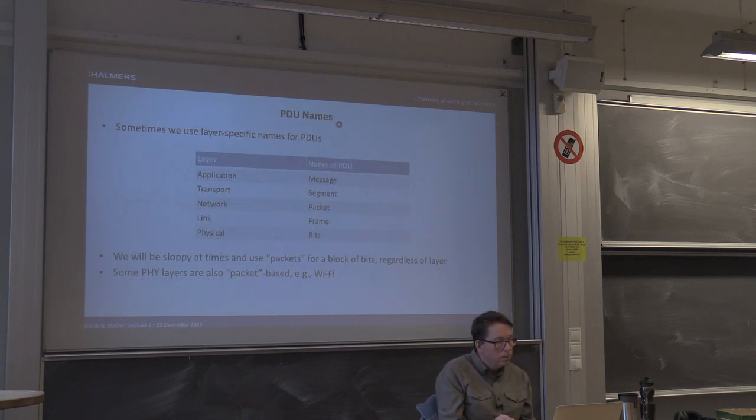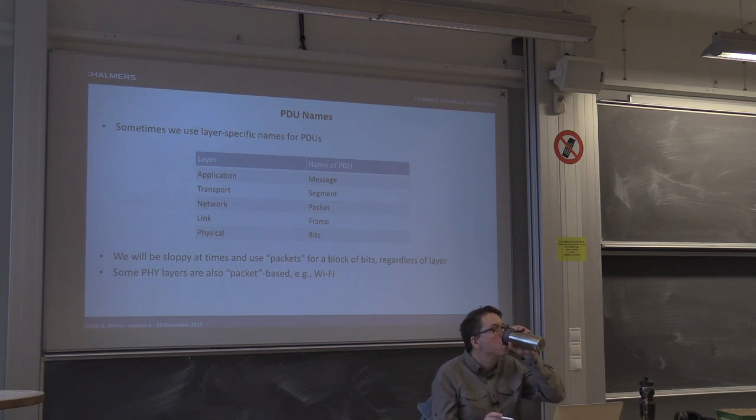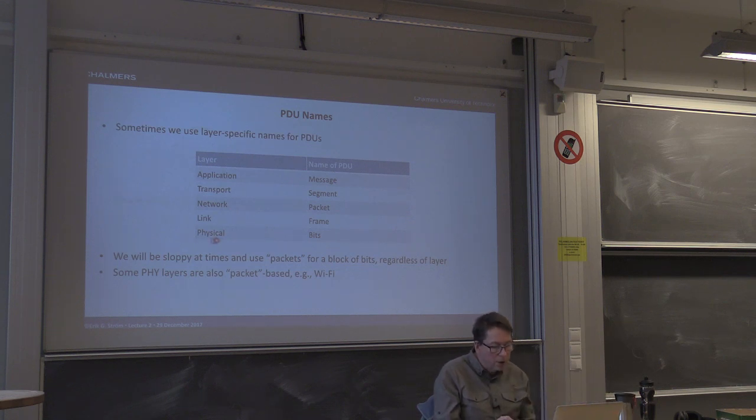More names. PDU stands for Protocol Data Unit. Sometimes we use specific names for PDUs. So different layers: application, transport, network, link, and physical. What is the Protocol Data Unit for these? At the lower, the physical layer, they're transmitting bits. So the PDUs here are just bits. It's the smallest thing you can imagine. Link layer PDUs are called frames. Network is called packet, transport, segment, application, message.